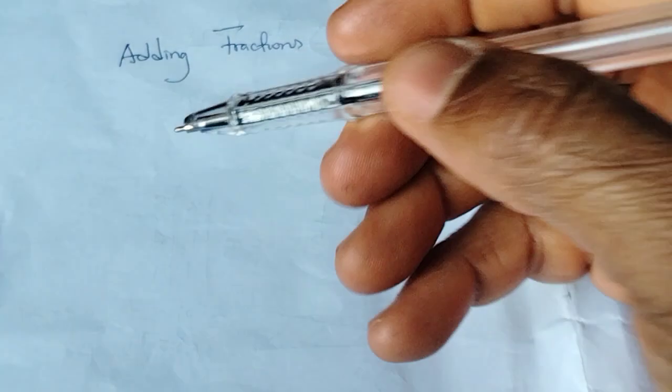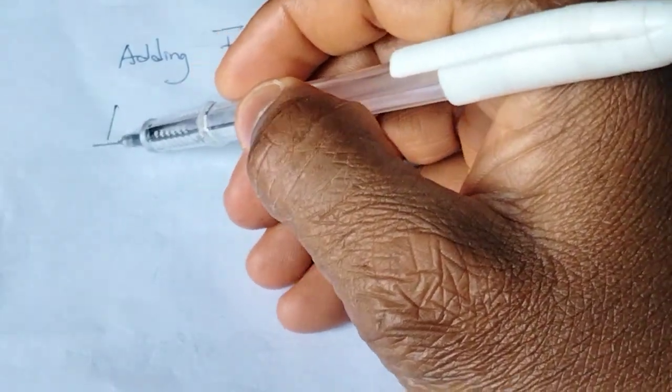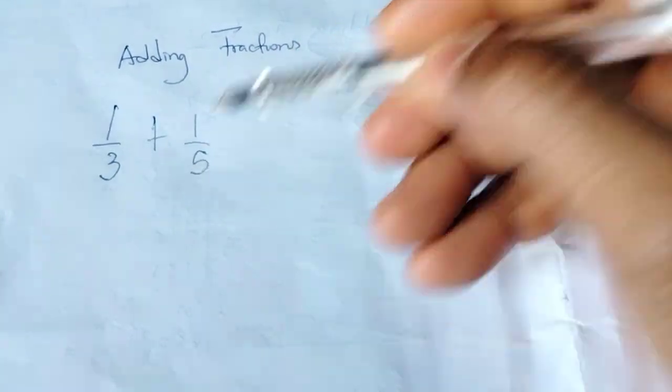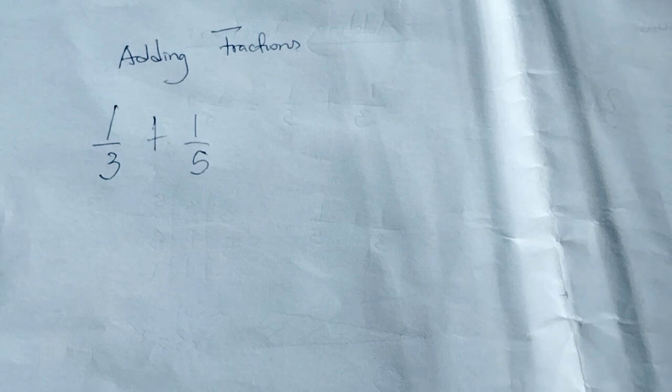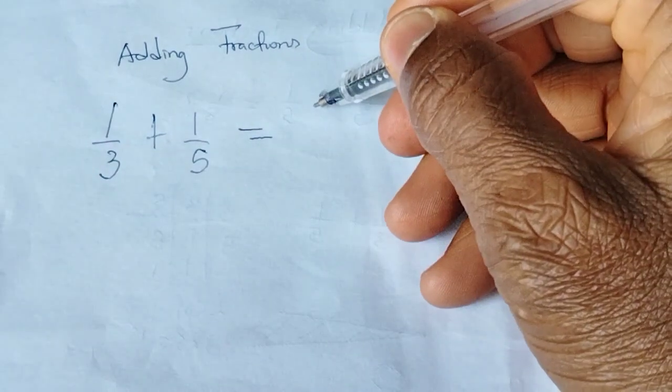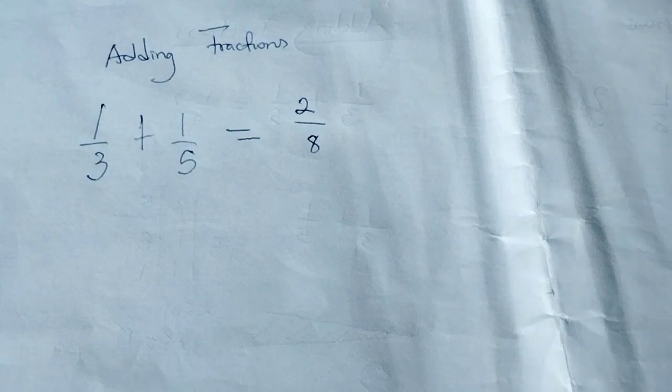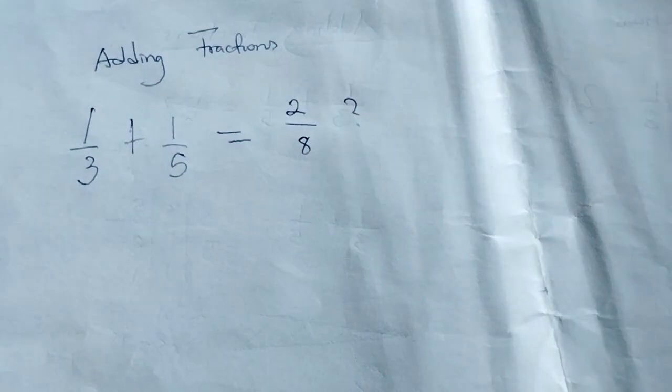So imagine having 1 out of 3 parts of a cake and then 1 out of 5 parts of bread, right? How many parts of a fraction or in total do you think you have? You might say your answer is 2/8, right? Because 1 plus 1 will give you 2, and then 3 plus 5 will give you 8.